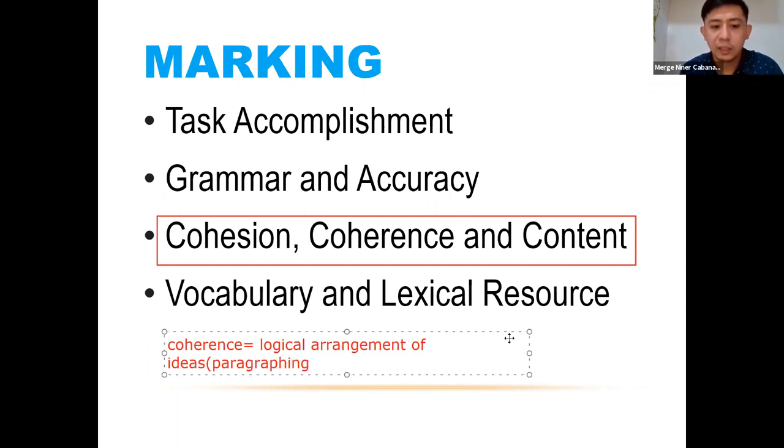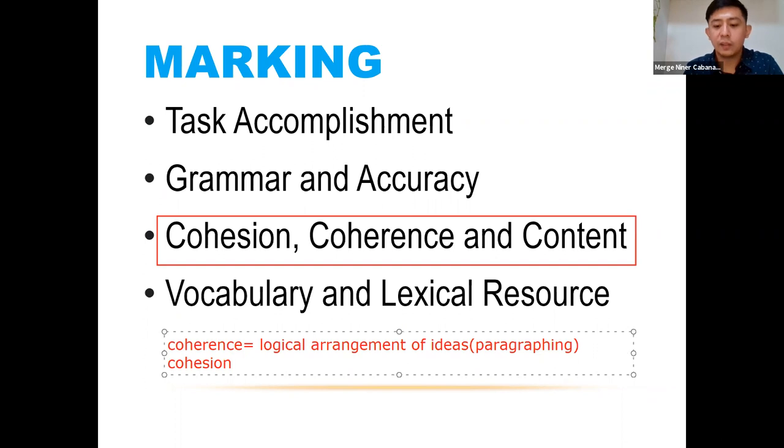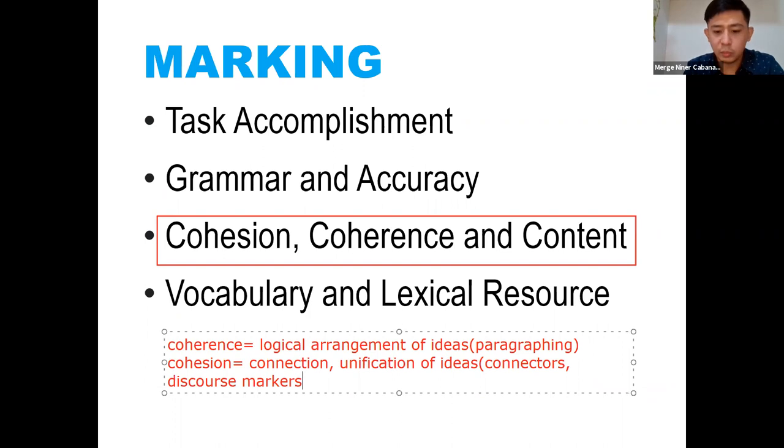So you have to divide your entire essay into parts, and we will be using the paragraphing method so that they are separated from one another. But you have to make sure that the ideas are still unified with cohesion. Cohesion refers to the connection, unification of ideas. Basically, we're going to use connectors, or if you want to sound more academic, we can use discourse markers, so that we can transition from one topic onto the next.